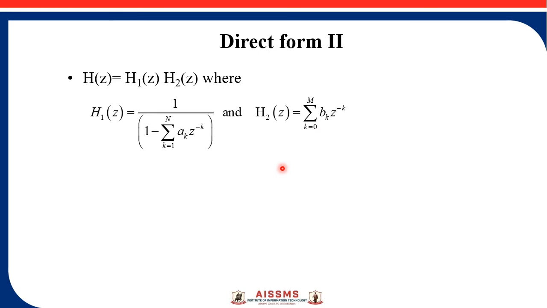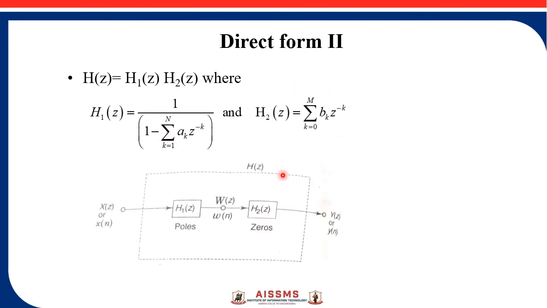The transfer function H(z) is broken into the product of the two transfer functions H1(z) and H2(z). H1(z) has only poles and H2(z) contains only zeros. So this is the block diagram of the direct form 2 structure. The direct form 2 structure uses the minimum number of storage elements when the addition is performed sequentially. The direct form 2 needs two adders instead of the one adder required for direct form 1.